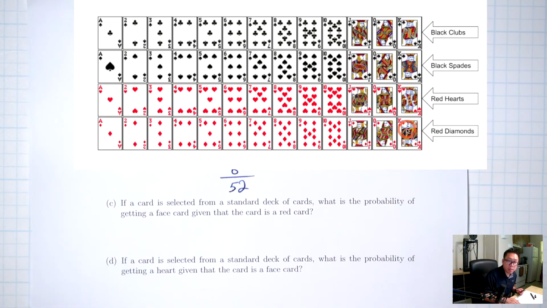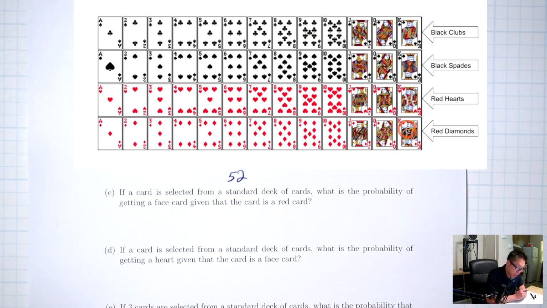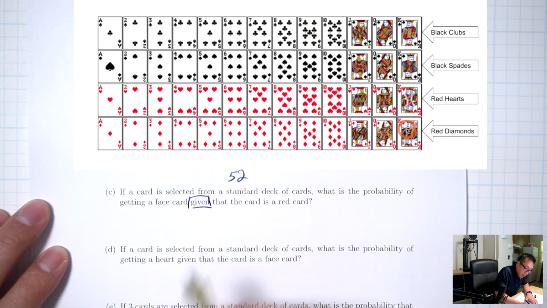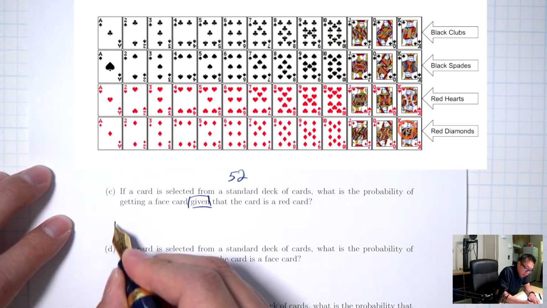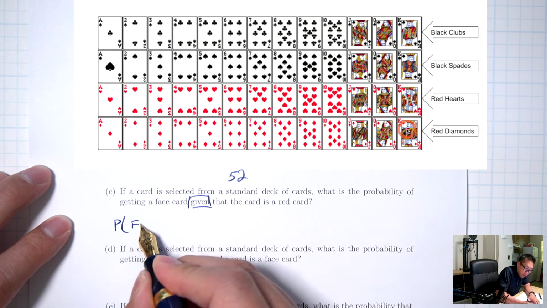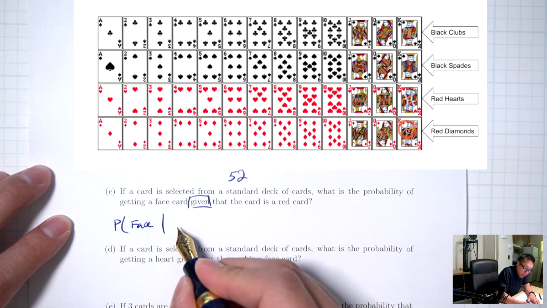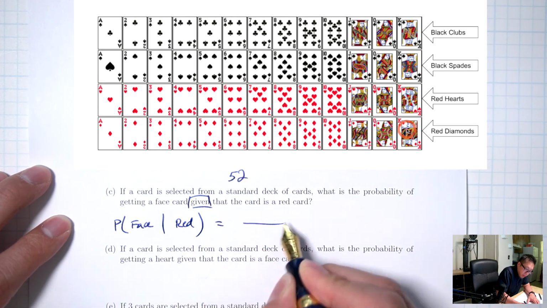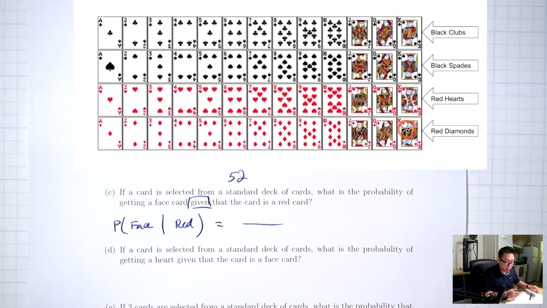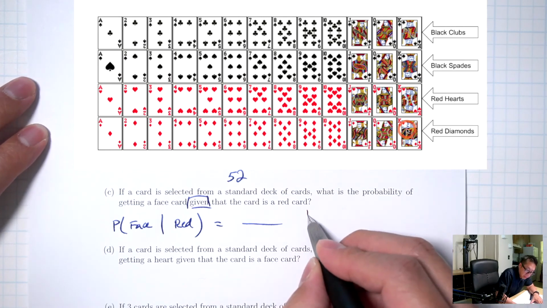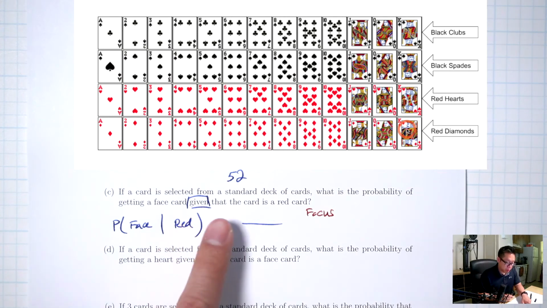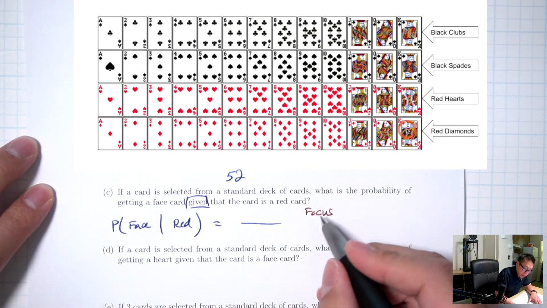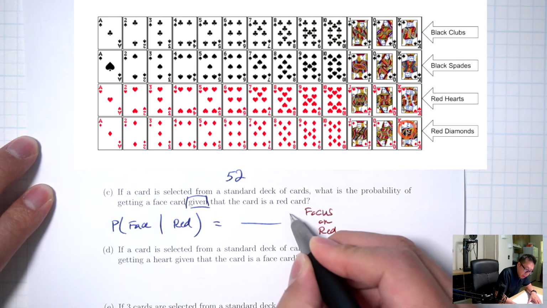Part C. If a card is selected from a standard deck of cards, what's the probability of getting a face card given, keyword here is given, that the card is a red card, right? So this is conditional probability. I'm going to use notation here. I'm looking for face given red. Conditional probability means that I'm going to focus on certain cards. What am I focusing on? So you're focusing on a given part, which is the second part, the red. So we're going to focus on red for the top and the bottom.